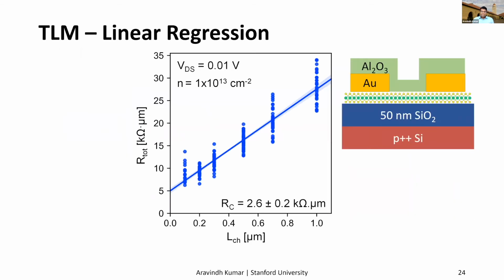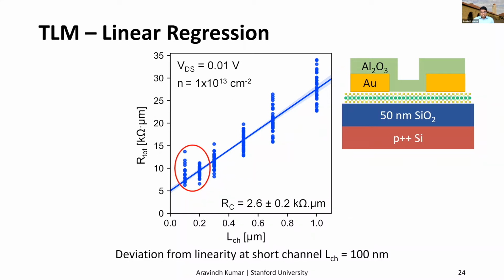Now let's look at the statistical regression of TLM data. In the previous slides, we looked at each TLM independently and plotted the distribution of the RC and mobility estimates. But the other way to look at it is to collect all the data and do a single regression. This gives us a contact resistance of 2.6 kΩ·µm, which is more of an averaged and conservative estimate.